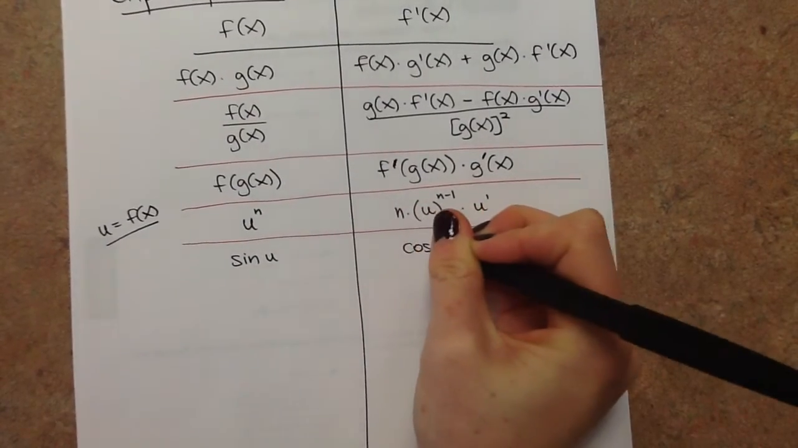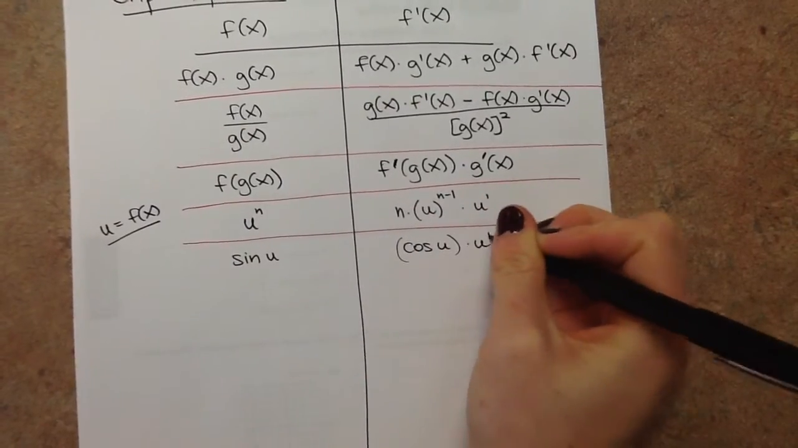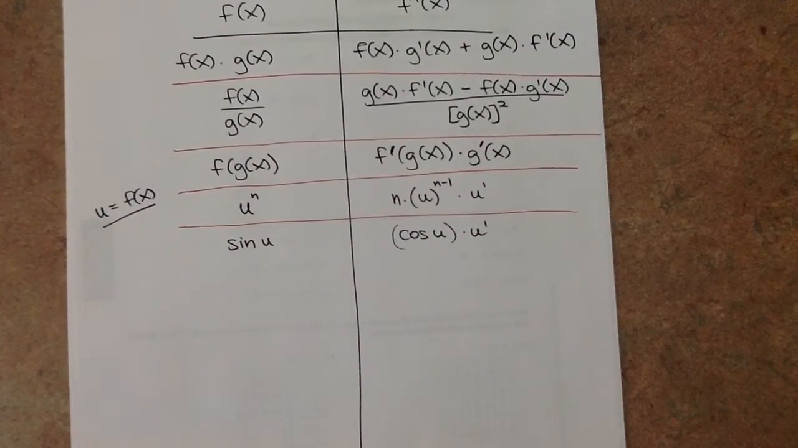Okay, so this is cosine. Leave the u in place. And then you multiply that quantity times u prime. I'm just separating those out because I don't want you to think that the u gets multiplied by u prime. It's the whole cosine expression that gets multiplied by the u prime.